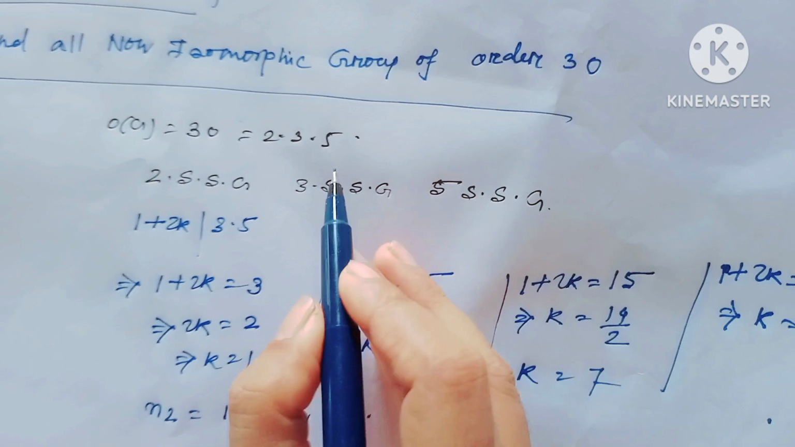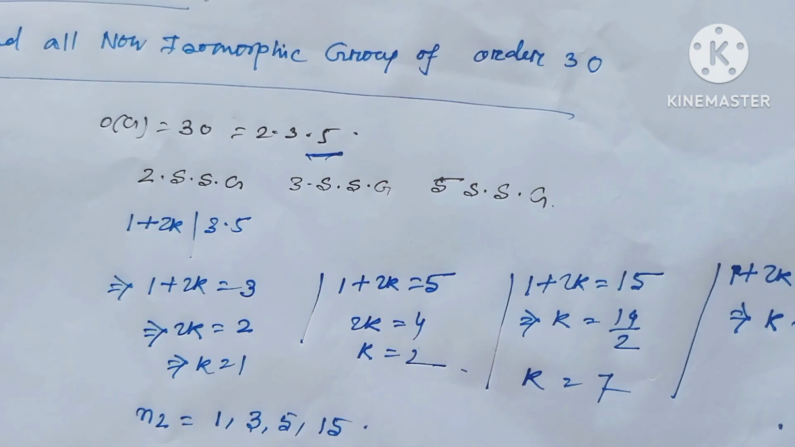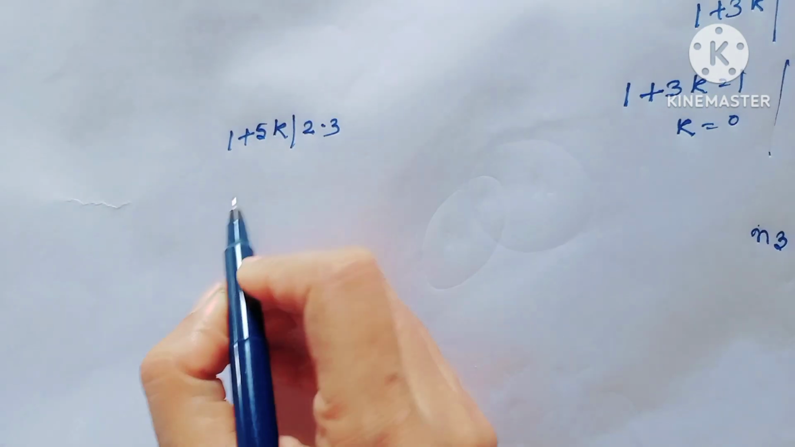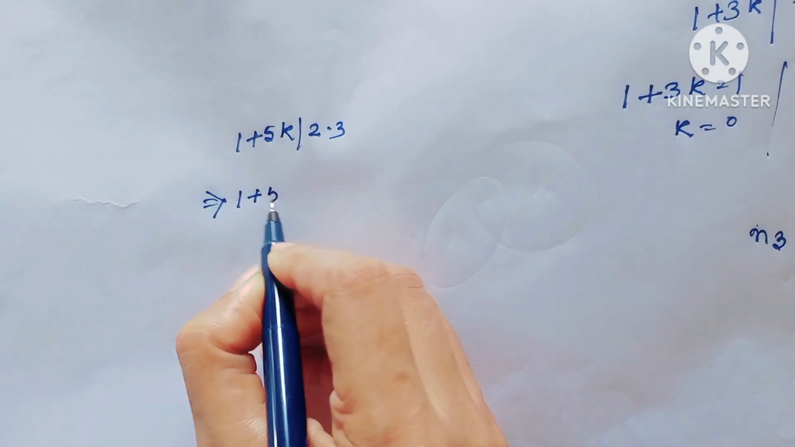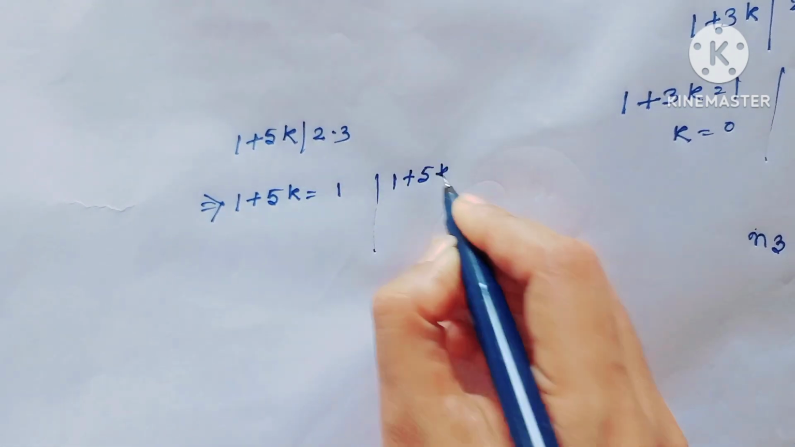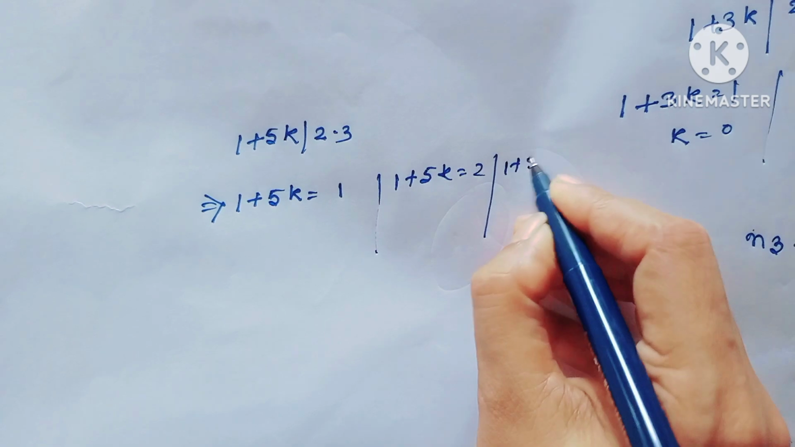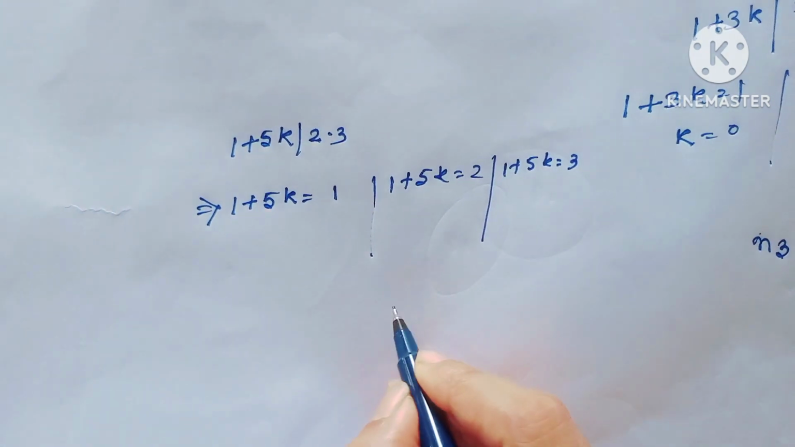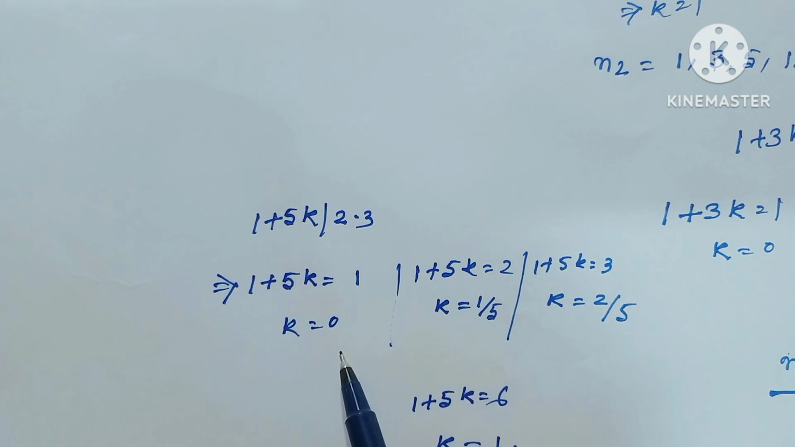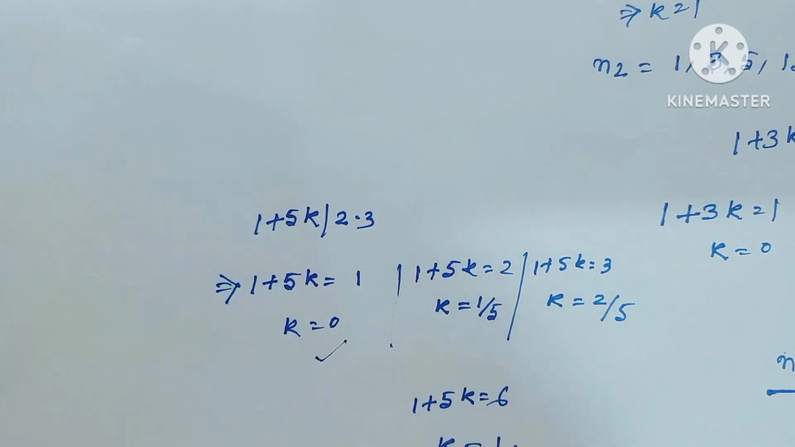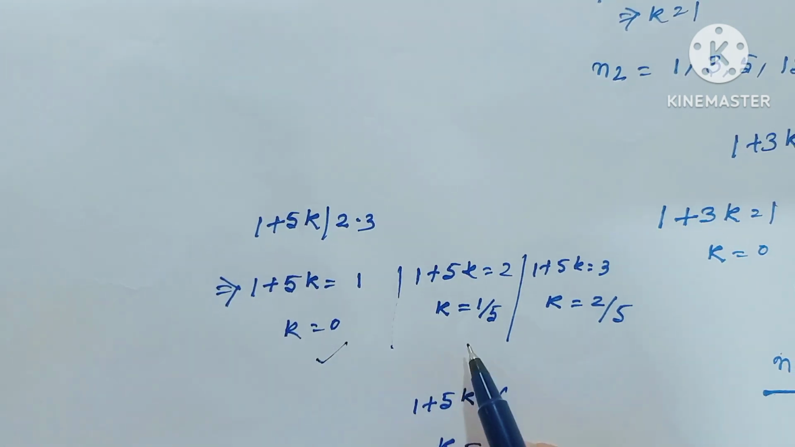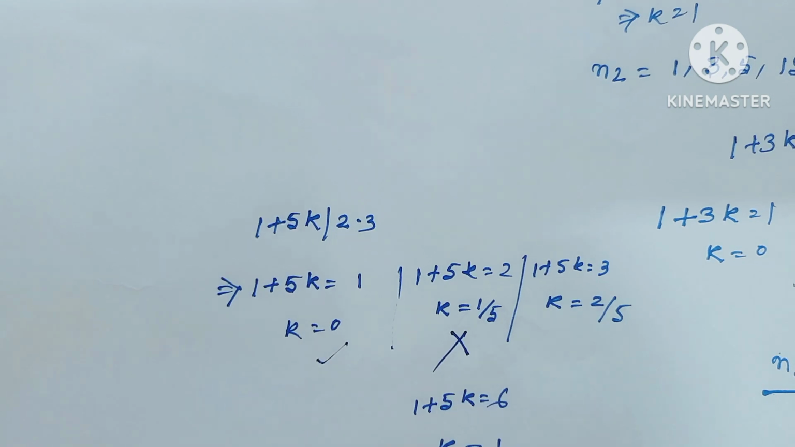Then I will see the number of Sylow 5-subgroups. 1 plus 5k should divide 2 times 3. That implies 1 plus 5k equal to 1, or 1 plus 5k equal to 2, or 1 plus 5k equal to 3, or 1 plus 5k equal to 6. 1 plus 5k equal to 1 means k equal to 0. 1 plus 5k equal to 2 means k equal to 1.5. This is a rational number, so this is not possible.